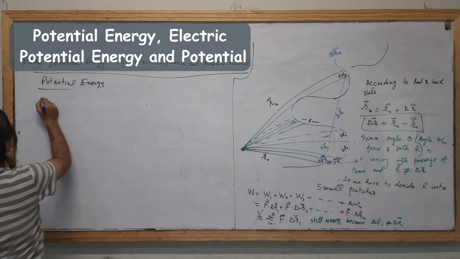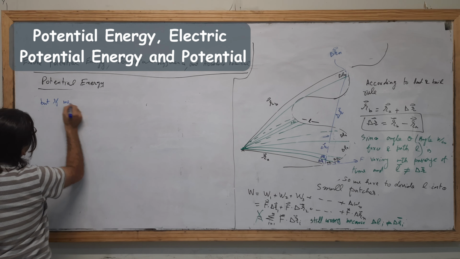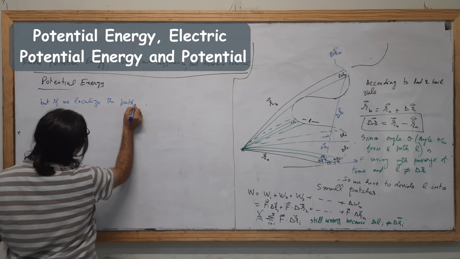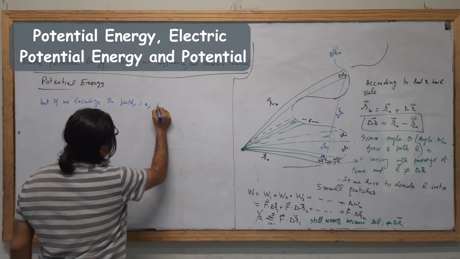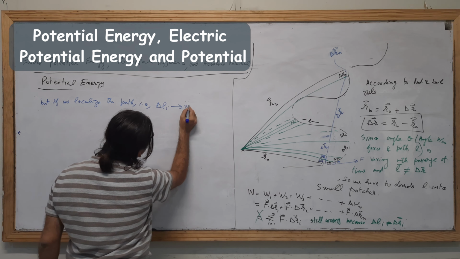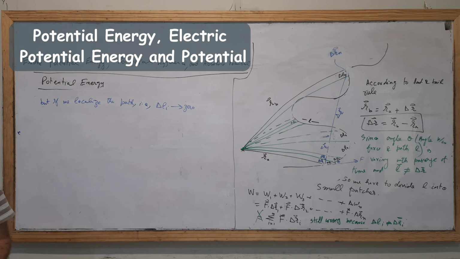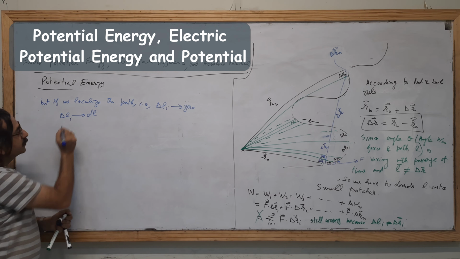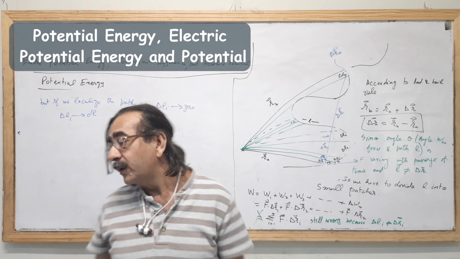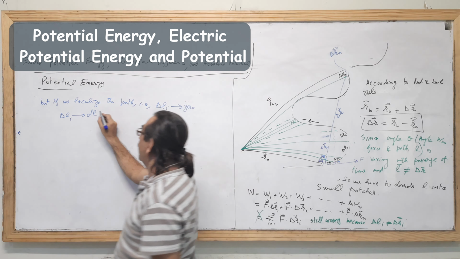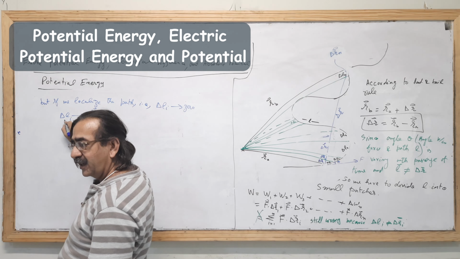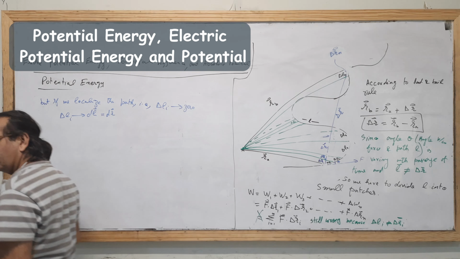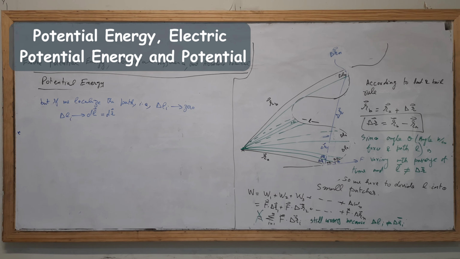Okay, but if we localize the path so that delta Li approaches 0, then delta Li will become dl. Okay, dl, and that will become a vector. Here that will be a scalar, and that will become a vector displacement, and that will be equal to delta R. Okay.